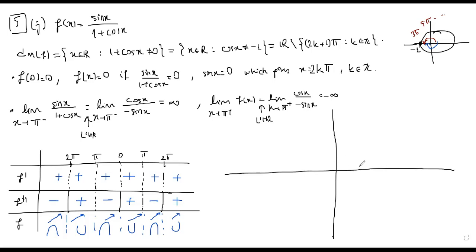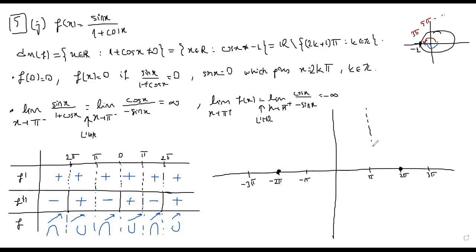We can sketch the graph now. So let's note pi, minus pi, minus 2 pi, and go on. Here we have 2 pi, 3 pi, okay? Now, recall that the function is equal to 0 if x is an even multiple of pi. So these are the roots of the function, okay?